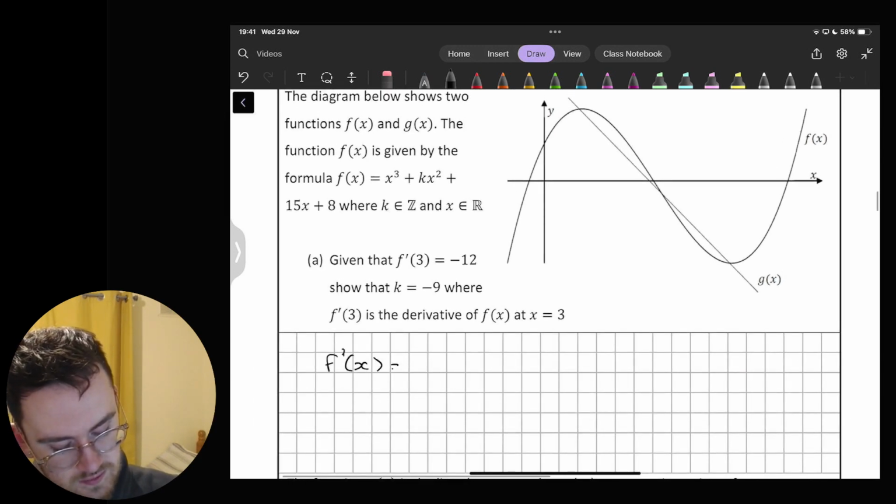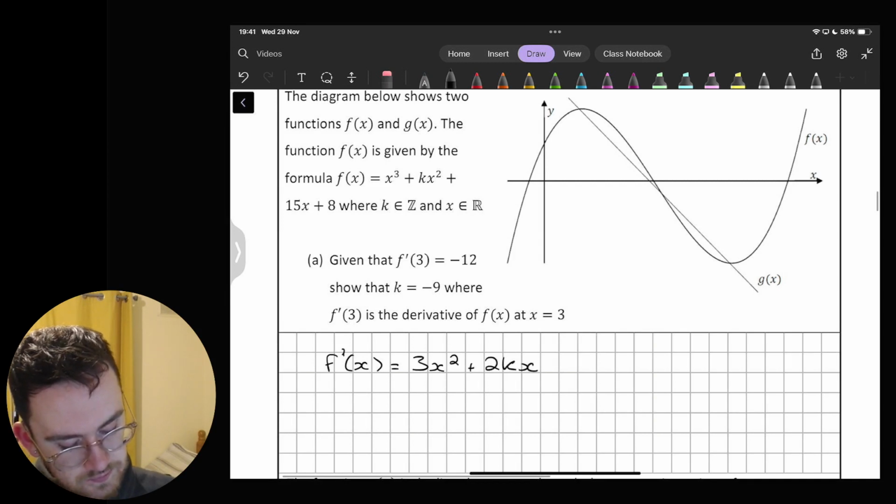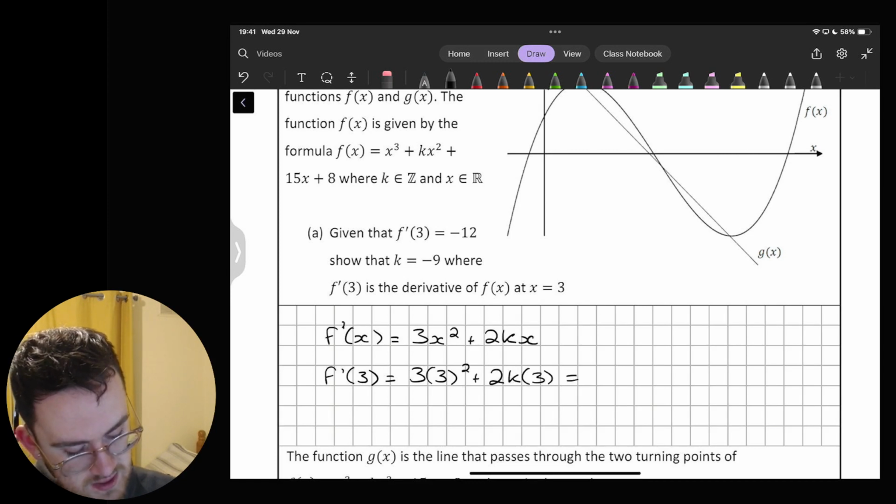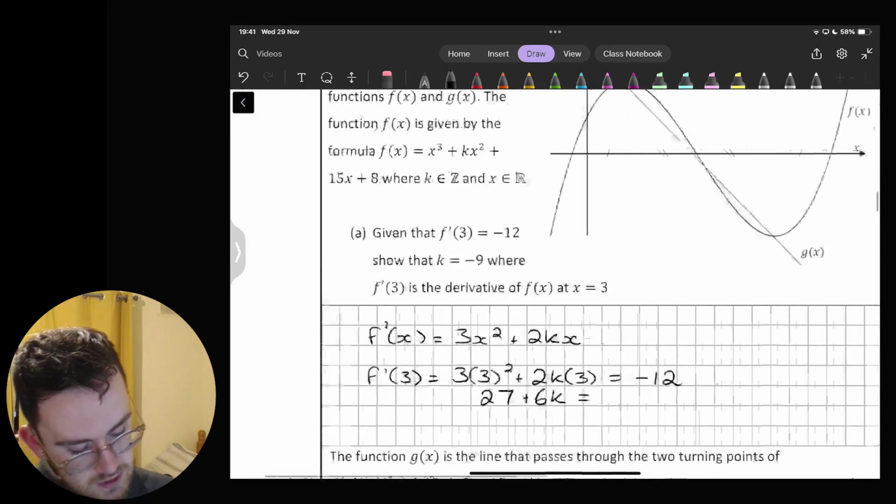So the derivative of f of x is 3x squared plus 2kx plus 15. We want to evaluate this derivative at 3, which is of course 3 by 3 squared plus 2k by 3, and that is equal to minus 12. So 3 squared being 9, multiplied by 3 being 27, plus 6k.